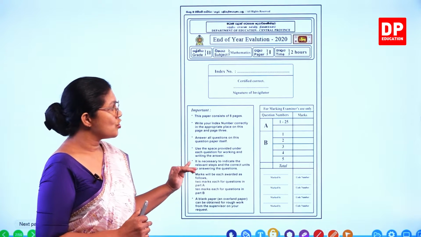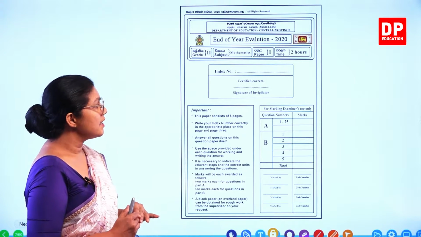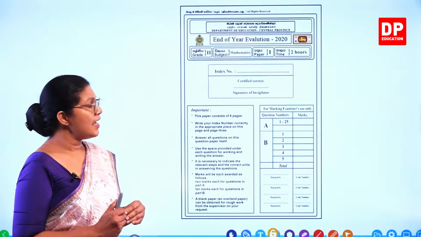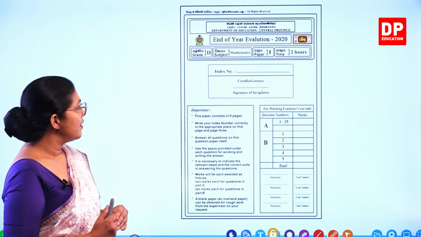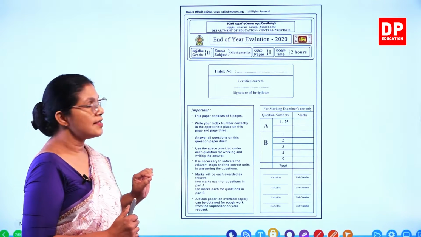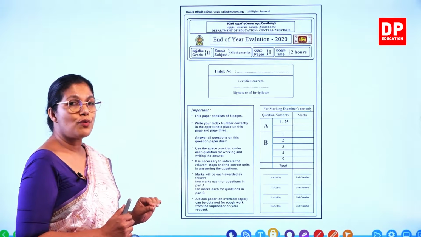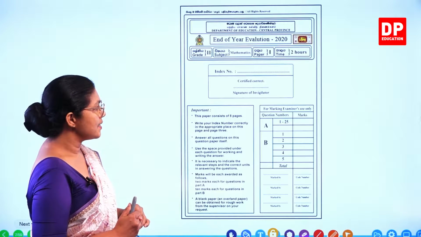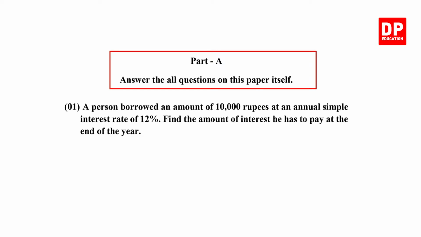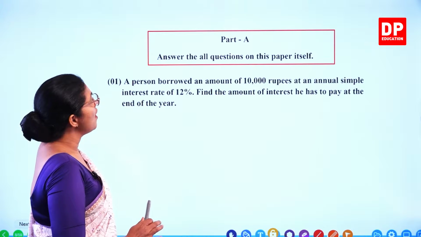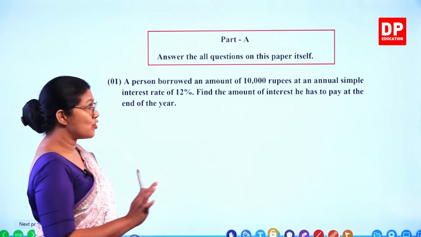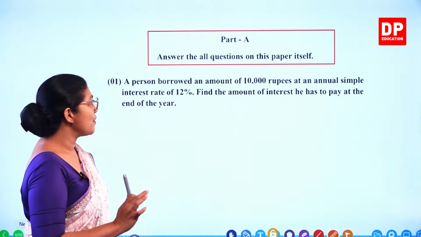So each question in Part A, you get 2 marks. And each question in Part B, you get 10 marks. So spaces are given. So try to write down the answers in the spaces given and you don't have to ask for line papers. So let's do this paper now. Let's do question number 1 in Part A. You have to answer all the questions on this paper itself. So spaces are given. Make sure that you write in the space provided.